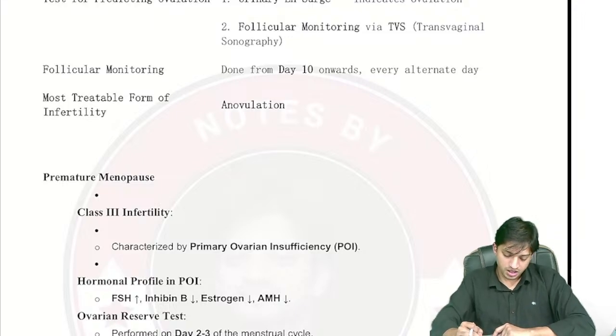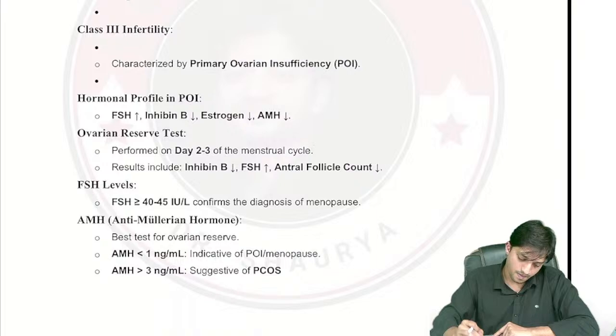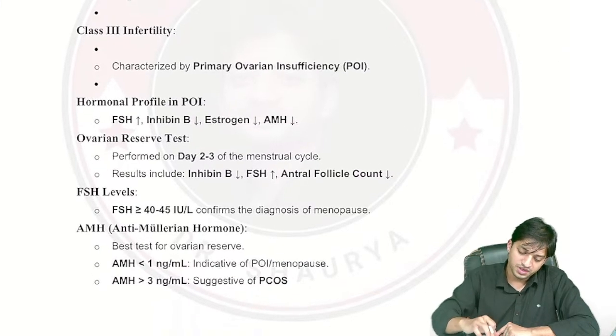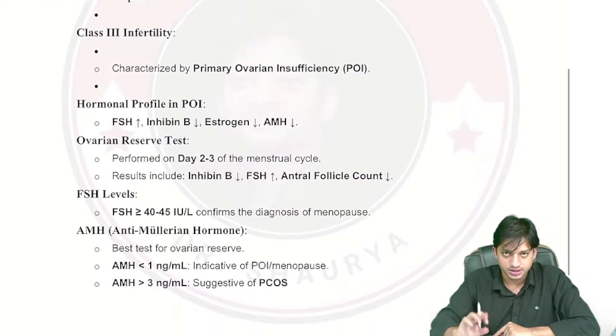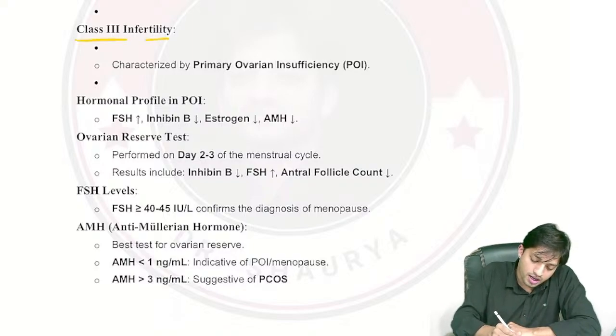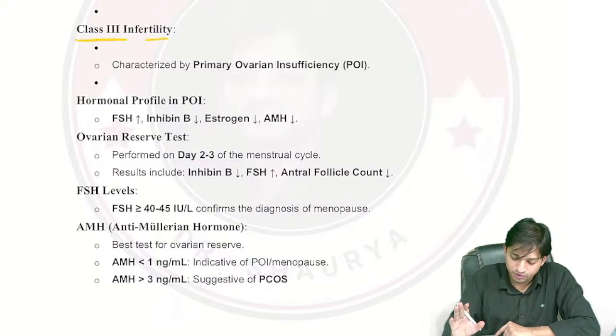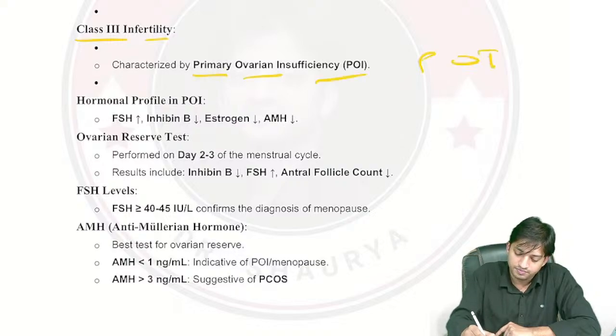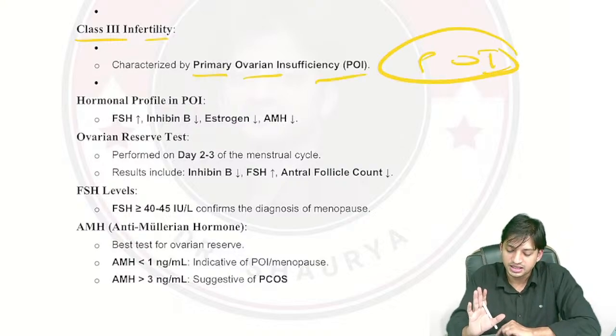Now, what we are going to do here is discuss premature menopause. It is categorized as class 3 infertility, characterized by primary ovarian insufficiency.